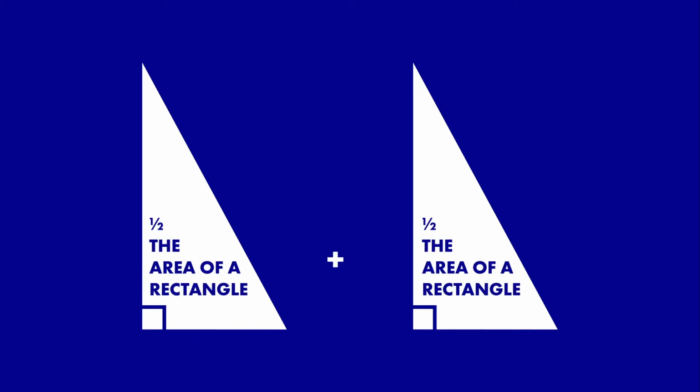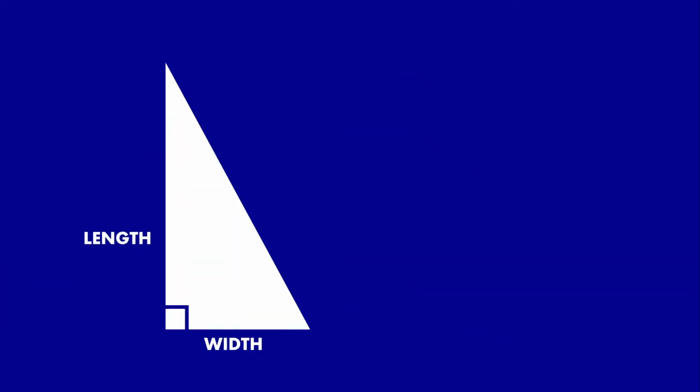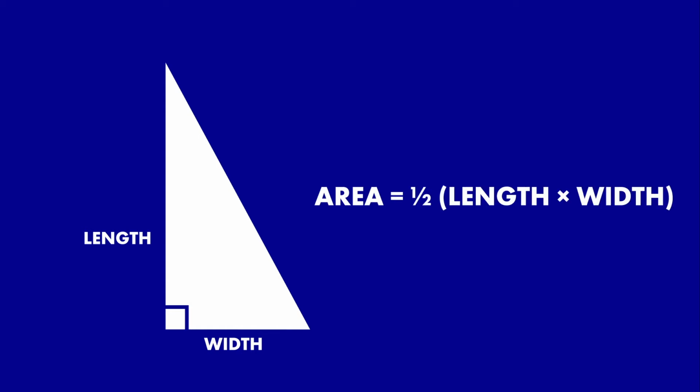Dividing our rectangle in half, specifically into two right-angled triangles, we know that the area of each of these triangles will be half of the area we determined for the rectangle. Therefore, the formula for the area of a triangle would be 1/2 of the length multiplied by the width.